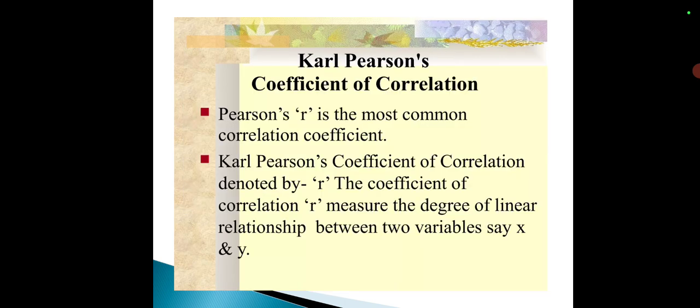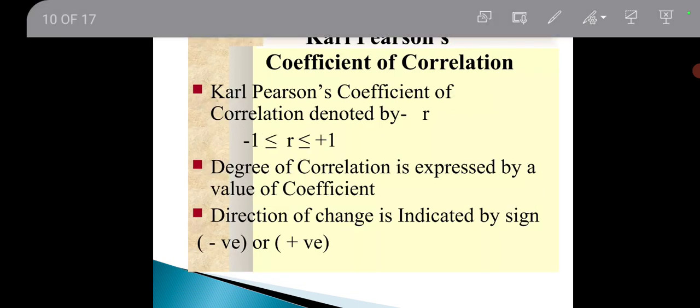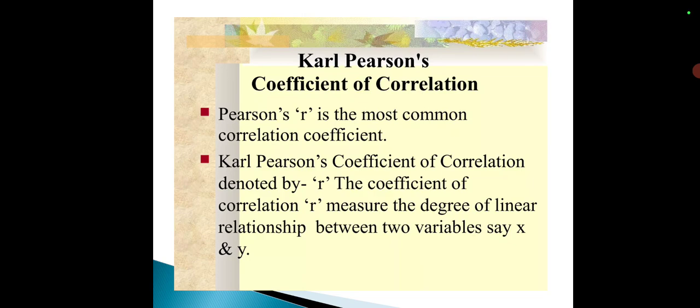Next, correlation methods, the mathematical methods. First, Karl Pearson coefficient of correlation. Second, Spearman rank correlation. Third, concurrent deviation. Fourth, method of least squares. These are the four mathematical methods.